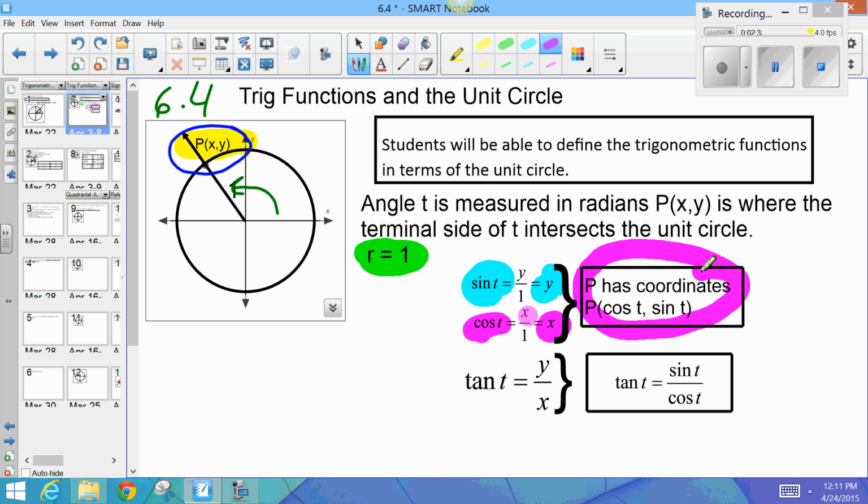Well, if that's the case, then the tangent is y over x by definition, and since y is equal to sine and x is equal to cosine, this rule is the case: tangent is equal to the sine divided by the cosine. So these are some basic properties that are going to give you some rules that you can develop and understand about all trigonometric phenomena.